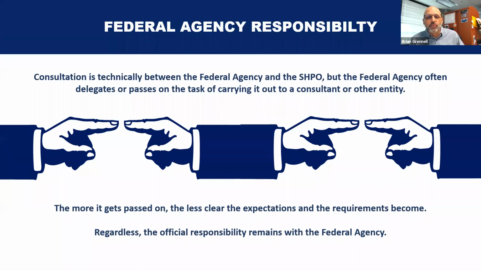The more that responsibility gets passed down, the less clear the expectations and the requirements become. So unfortunately, sometimes even we receive applications where the submitting party doesn't even know who the federal agency is. So that makes it difficult for us to know who we're actually dealing with. 90% of the projects we get probably come from applicants and consultants rather than agencies.